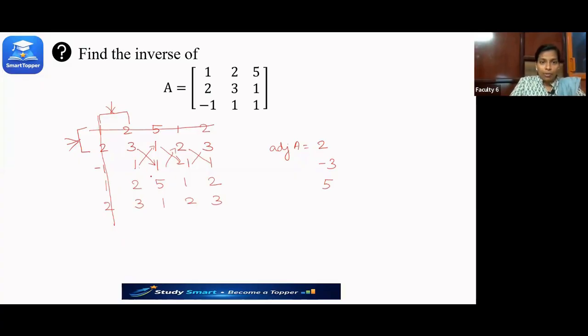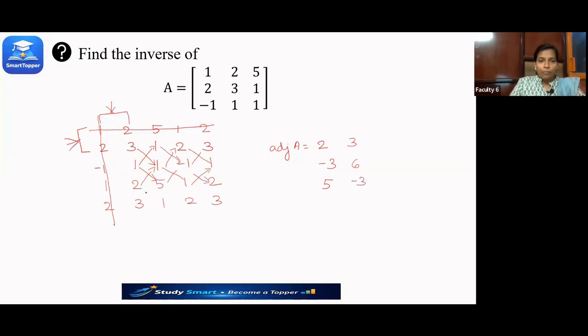So this is our first column of adjoint of A. Now consider the next cofactor, that is 1 into 5 and 2 into 1. So 5 minus 2 is 3. Now 1 into 1, 1. Now 2 into minus 5 into minus 1, minus 5. So 1 minus of minus 5 is 1 plus 5, that is 6. Minus 1 into 2, minus 2. Then 1 into 1, 1. So minus 2 minus 1 is minus 3.